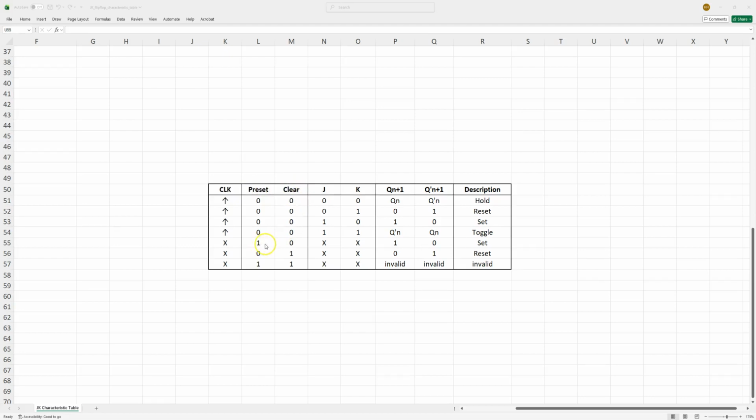And as you can see, when preset or set is on, it doesn't matter what our JK values are, Q will be set as 1 regardless of clock value. Same thing for a clear, regardless of JK or clock pulse, it'll be set as low. And then when both preset and clear are on, the output is essentially invalid.